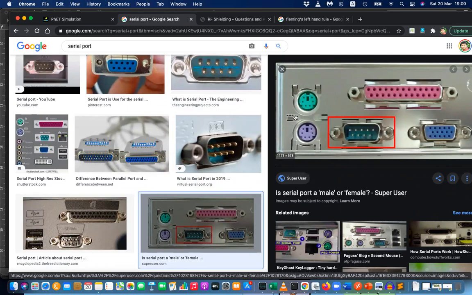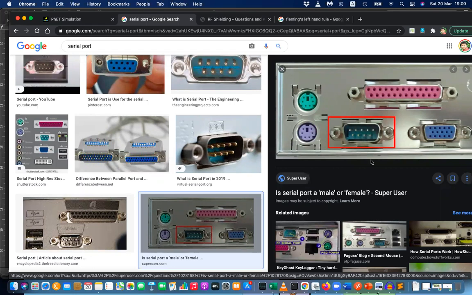So out of this, you can see this mouse, keyboard, this is parallel, this is VGA. What are they? Are they female or male? Female. So what about this? This is serial. Male. Right.